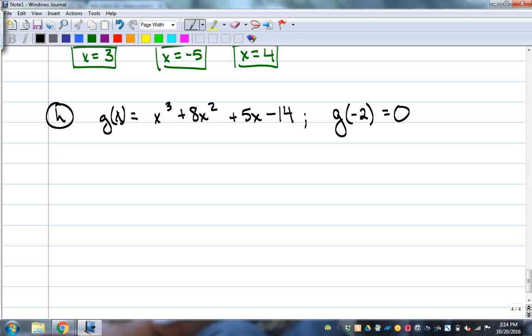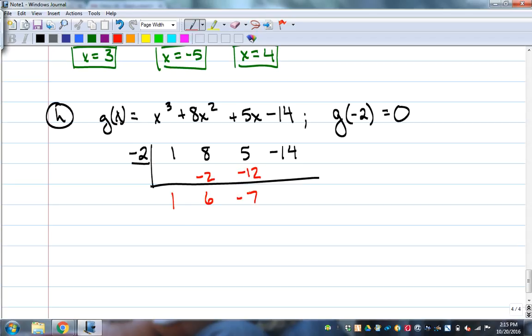Okay, so they're telling me that when I plug in x equals negative 2, I get 0 as an answer. They're telling me the zero is negative 2. That's what they're telling me from that. So that means what I need to use in synthetic division is a negative 2. Drop it down. Remainder of 0. No surprise.